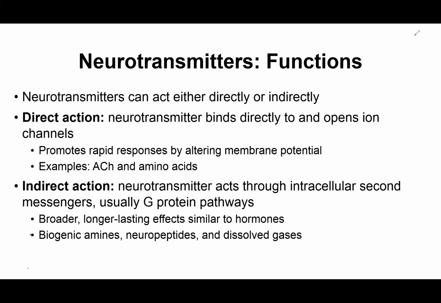Alternatively, some neurotransmitters don't work like that. Some neurotransmitters have an indirect action, and so this is when a neurotransmitter is going to act through second messengers, and usually these are G protein coupled receptor pathways. And basically, in this scenario, the neurotransmitter is going to bind to a receptor, which causes another change, which causes another change, which leads to an overall change inside of the cell. So these indirect actions have much broader, longer lasting effects.